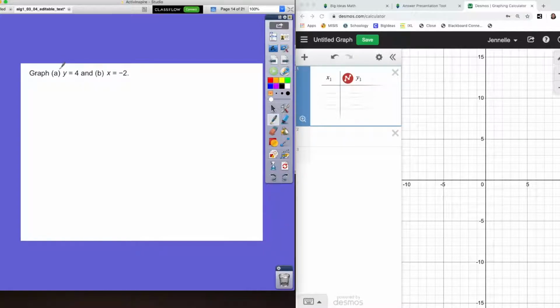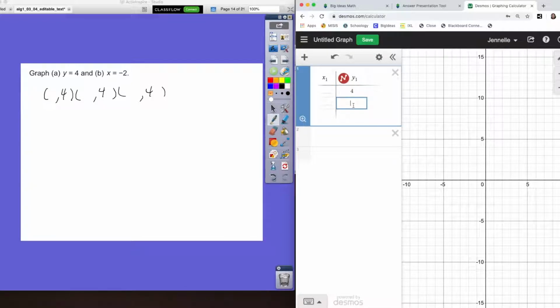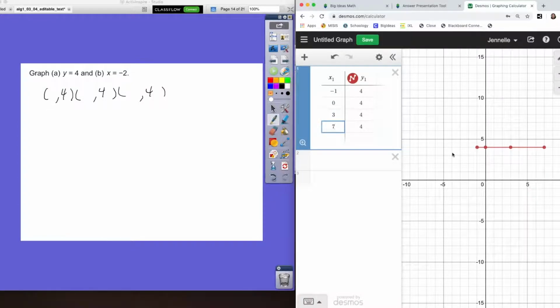So let's graph these two. y equals 4. So that means that for every value of x, the y will always be 4. So using the table over here, let's see what it looks like. So the y is always 4. So I'm going to put 4 here, 4 there, 4 there. Now I can put any value for x. That's what it means. So let's just put -1, 0, 3, 7. And if you notice my line being drawn here, it is a horizontal line.